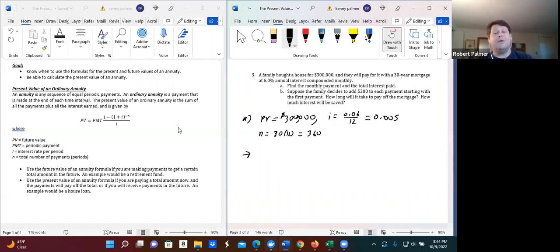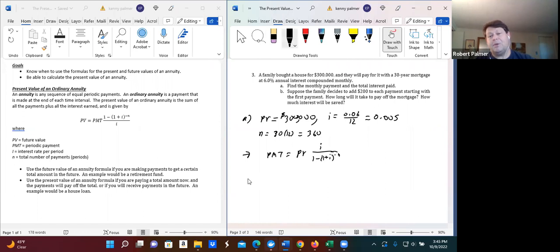And so now here, if you notice, the formula is structured actually set up for the present value equal to the payment. So what we have to do is essentially solve this for the payment. What you do mathematically is you just multiply both sides by the reciprocal of this. And so what we get then is the payment is equal to the present value times I over 1 minus 1 plus I to the negative n. Okay, so that's how we actually solve this formula for the payment.